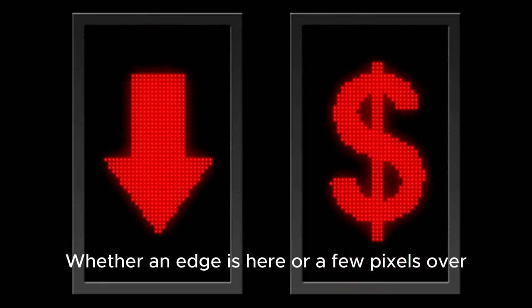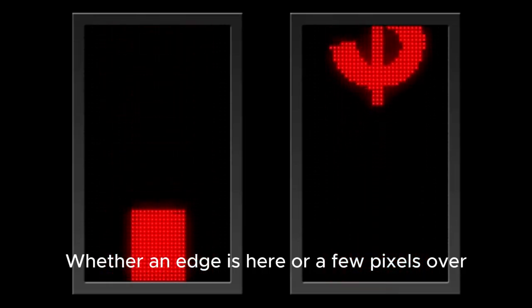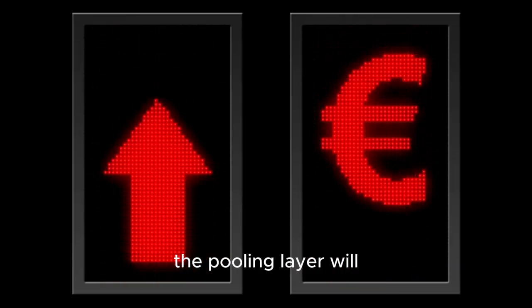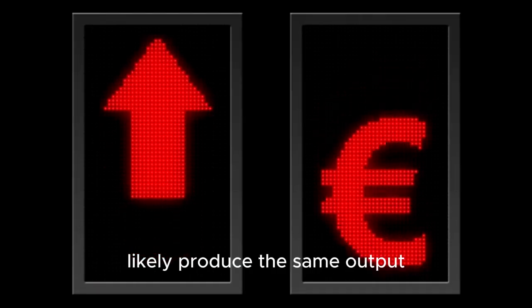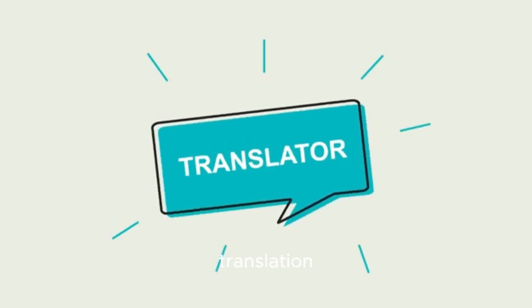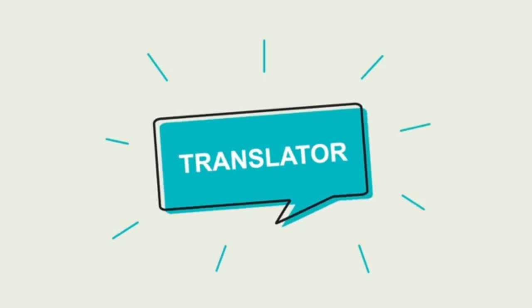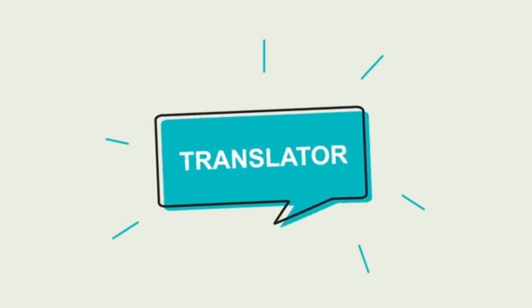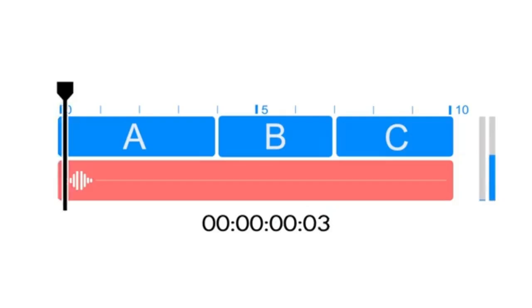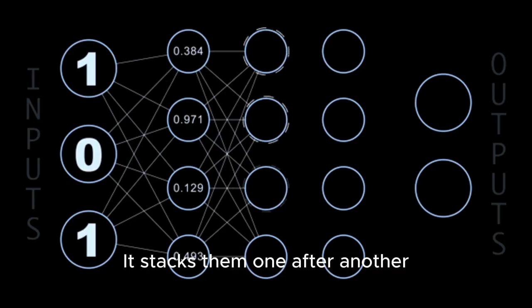Whether an edge is here or a few pixels over, the pooling layer will likely produce the same output. So, a typical CNN starts with a sequence of these three layers: convolution, activation, and pooling. And it doesn't just do this once. It stacks them one after another.